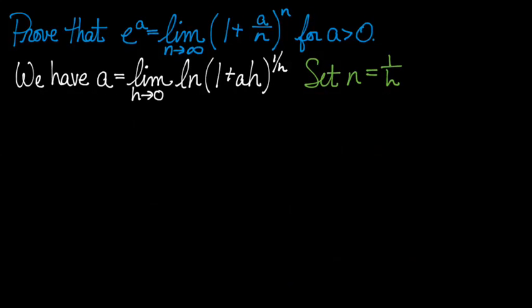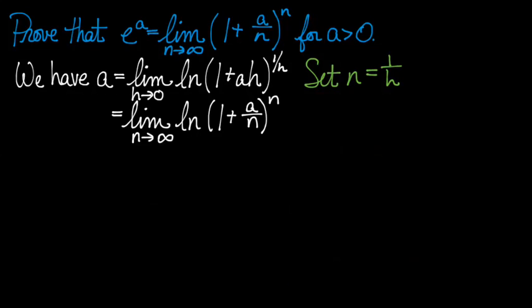I have two more steps that I need to do. The first thing I'm going to do is set n equal to 1 over h. I'm going to reparameterize. As h goes to 0, 1 over h is going to get really, really large. So it's the same thing as n going to infinity. And this allows me to rewrite my limit this way. The limit as n goes to infinity of ln of 1 plus a over n to the n power. That's one step. The second step is to do a computation, a simplification of e to the a power.